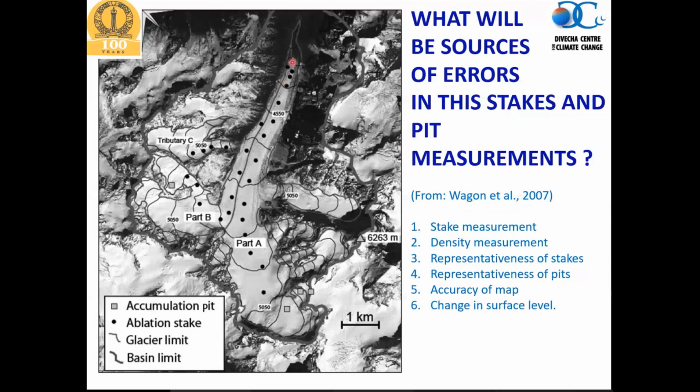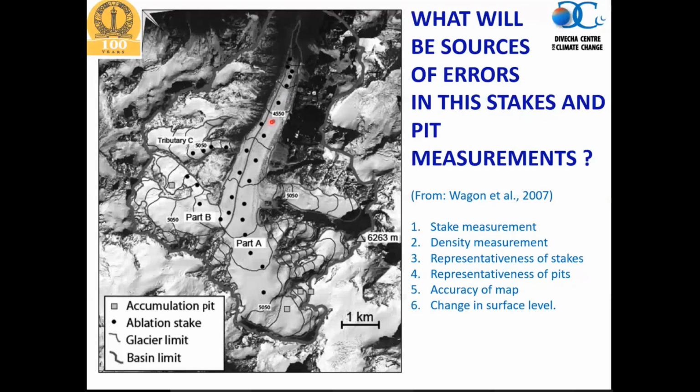You can see here, this is an ablation area. Certain regions have heavy debris cover, and then you put stakes like this, numerous stakes in various altitude zones. This is a contour, so you get the elevation zones, and in each elevation zone you put stakes. Stakes are nothing but vertical poles. You drill and put them inside the ice.